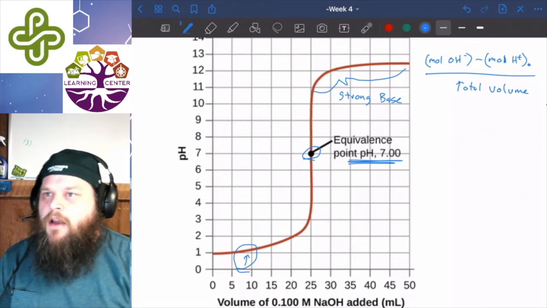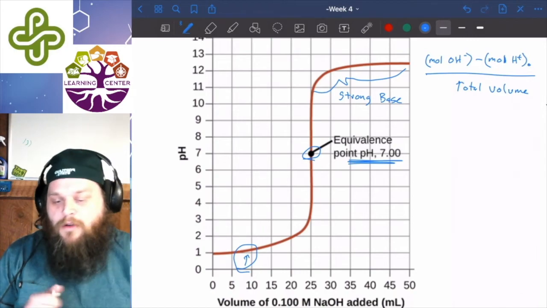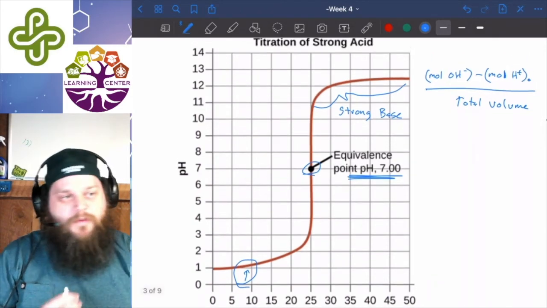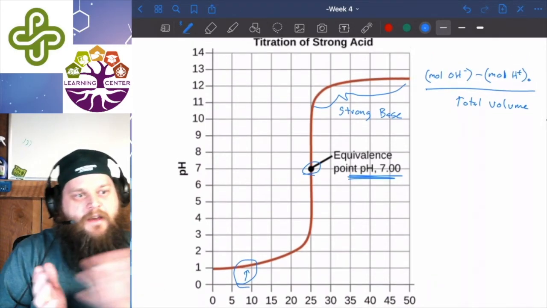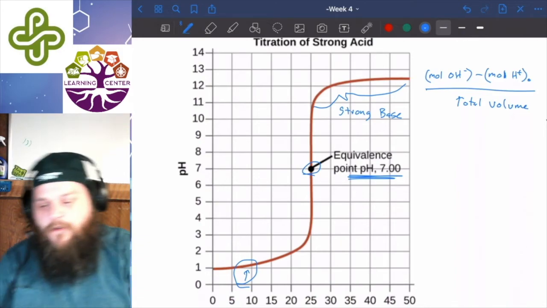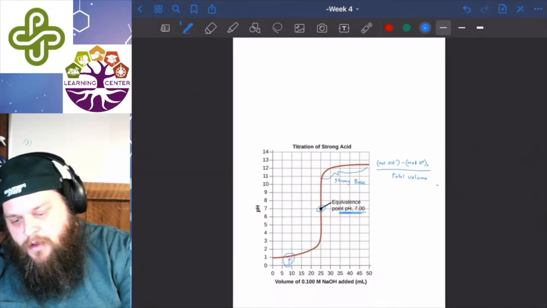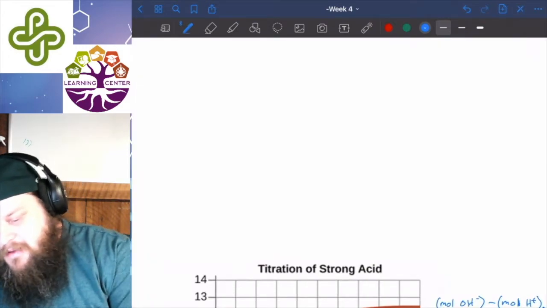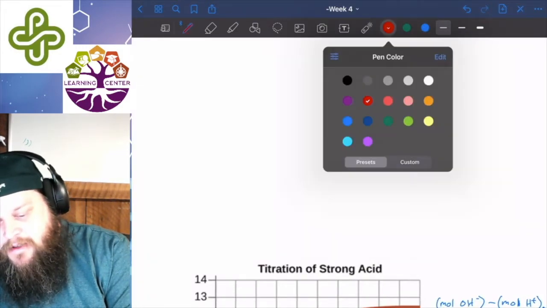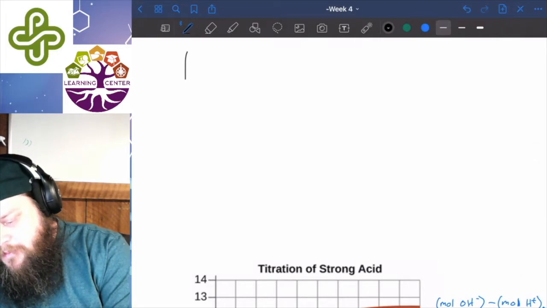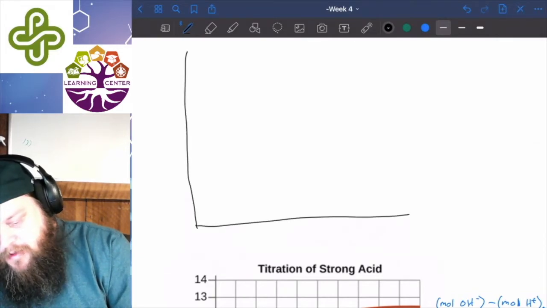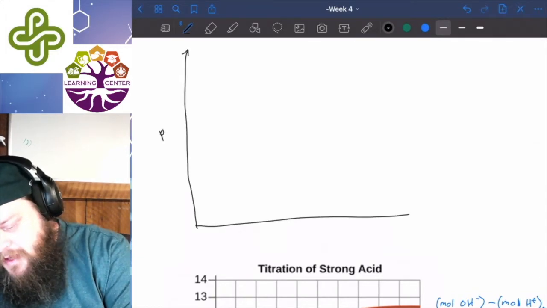All right, if not, I'm going to move on. I might mention also that this is when we started with a strong acid and we titrated in a base. If you were to start with a strong base and titrate in an acid, a strong acid for that matter, it would look very similar. This is our pH scale.